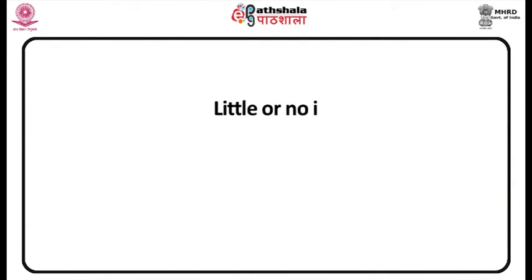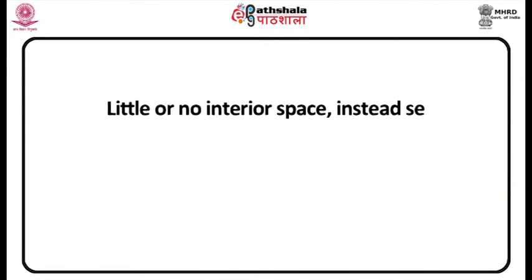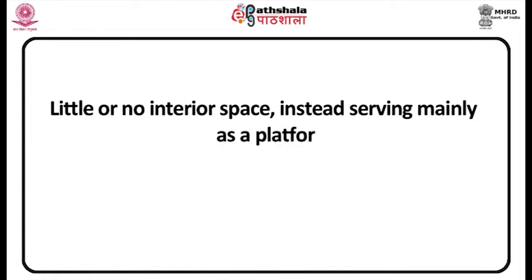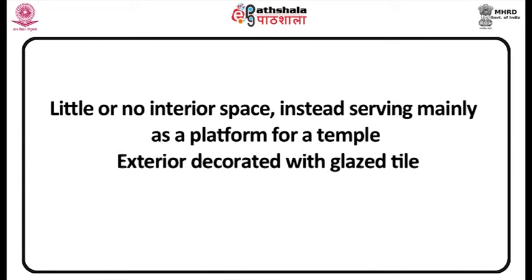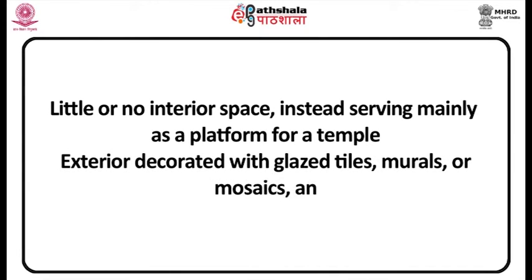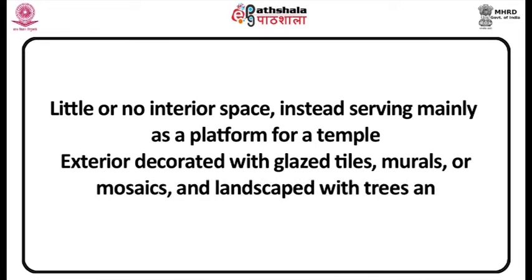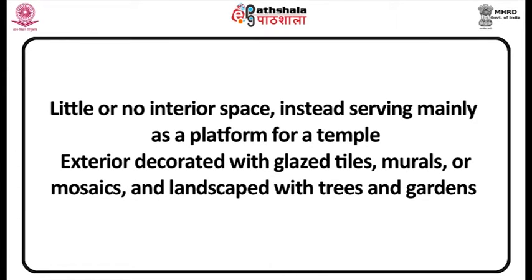The most distinctive type of Mesopotamian architecture is the ziggurat, a structure shaped like a stepped pyramid. A ziggurat typically featured little or no interior space, instead serving mainly as a platform for a temple. The exterior of the ziggurat was often decorated with glazed tiles, murals or mosaics, and landscaped with trees and gardens.